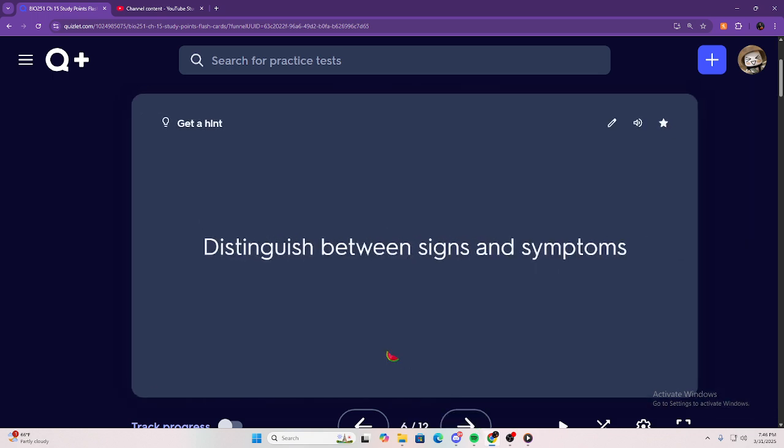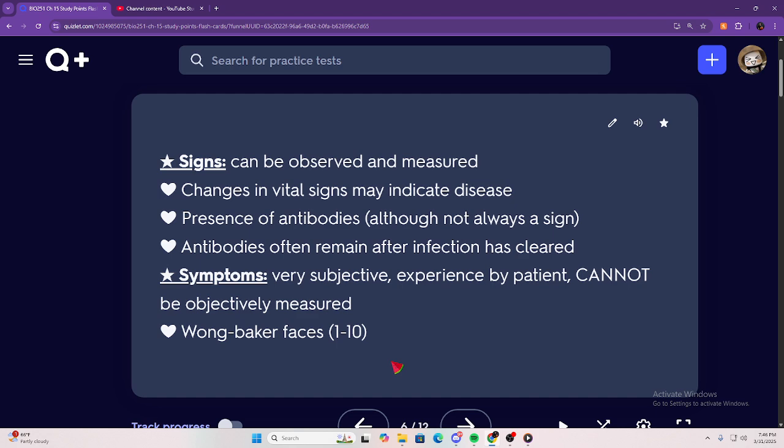Distinguish between signs and symptoms. So signs can be observed and measured. The changes in vital signs may indicate disease, or the presence of antibodies, which often remain after infection has cleared. And a symptom is very subjective. Think about the Wong-Baker faces. Those are the ones where it's like, rate your pain level from 1 to 10. It's a sad, crying face for 10, and a happy green face for 1. It cannot be objectively measured.